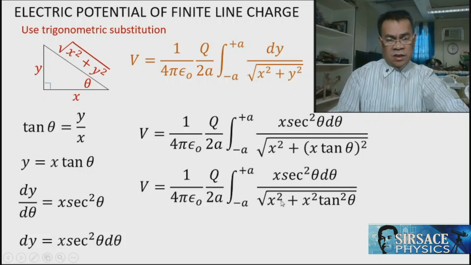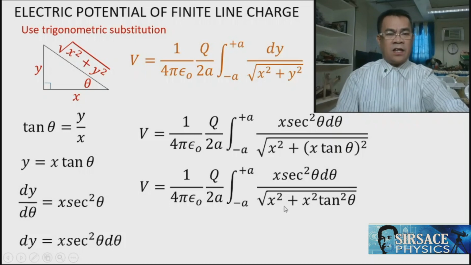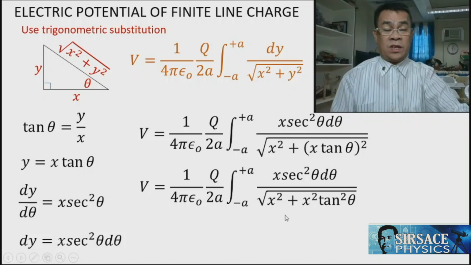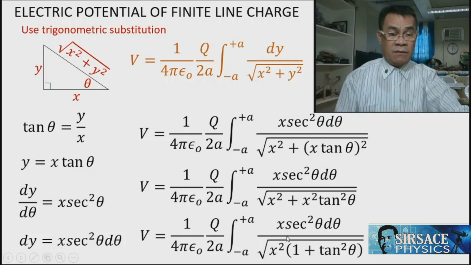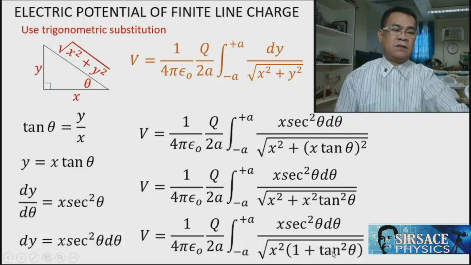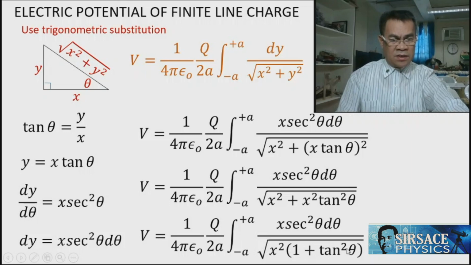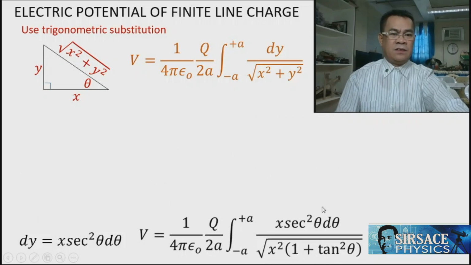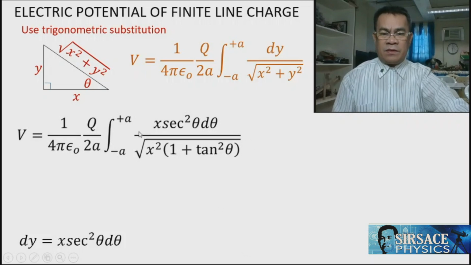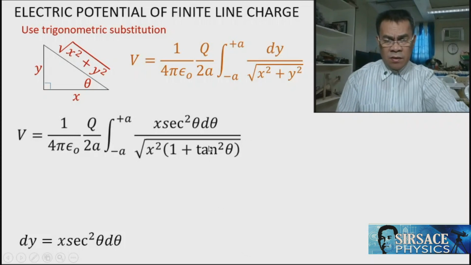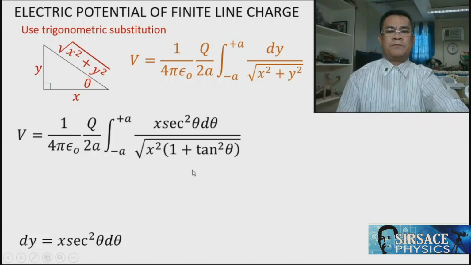Now notice that we have two terms under the radical, and we have the common x squared. So we can take out the common factor, leaving x squared as a common factor, then 1, because this is x squared plus, remove the x squared, leaving tangent squared theta. Now, look at this one. What is tangent squared theta?